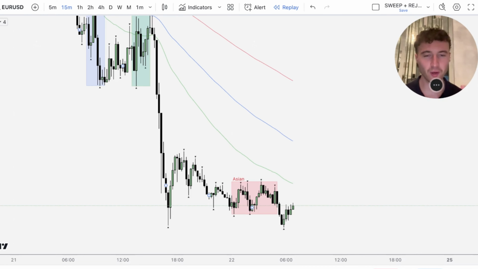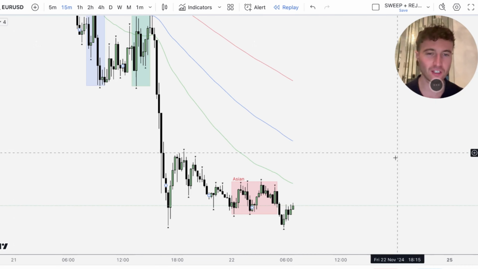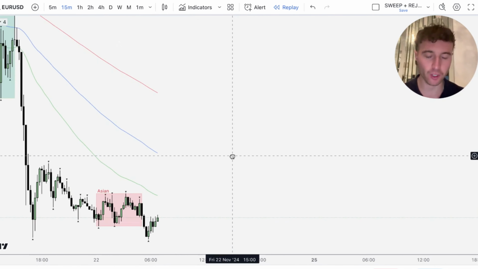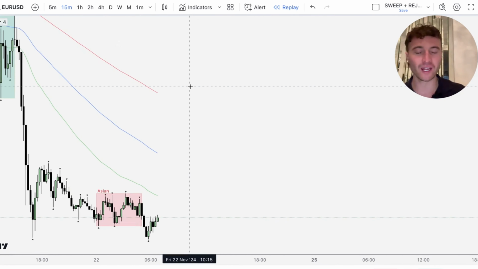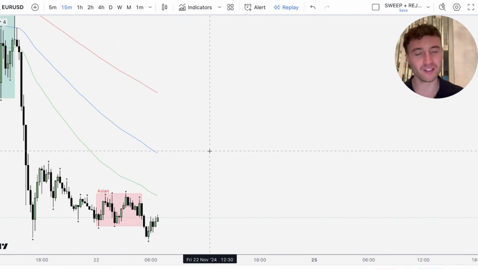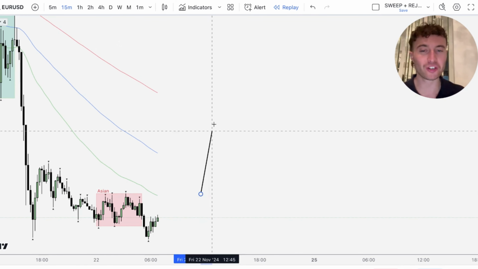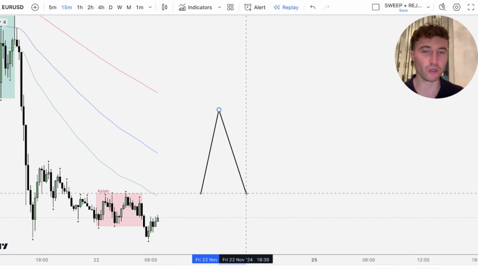Today I'm going to simplify the best ICT power of three trading strategy that is extremely profitable within the market. And for anybody that is new here, let me just break down exactly what I mean. So first off, you need to understand what a liquidity sweep is.